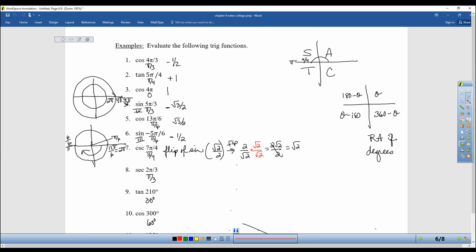So in other words, I don't want you to have to do all this flipping stuff. That's a lot of work. So you can just have those on your chart. All right, we do still have to figure out if it's positive or negative.